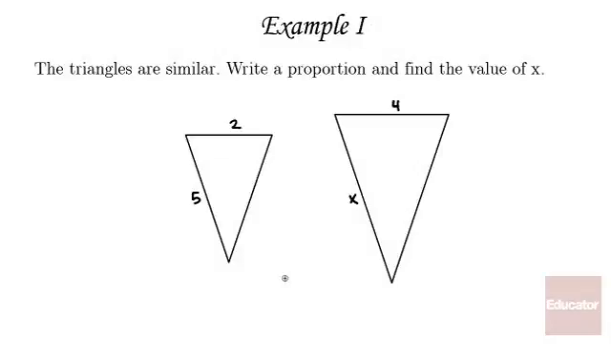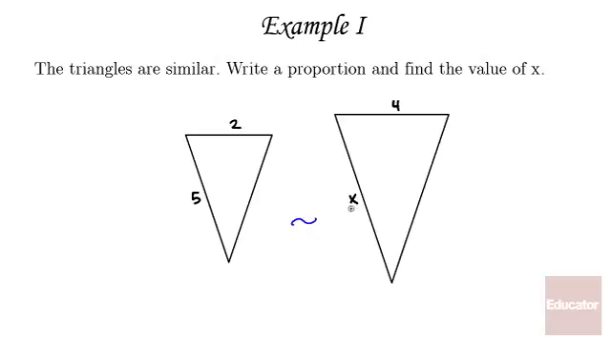So the first example is these 2 similar triangles. So you can draw a little similar symbol like that. That means this triangle and this triangle have the same shape, but just different size. Okay? That means I can write a proportion and then find the value of x.